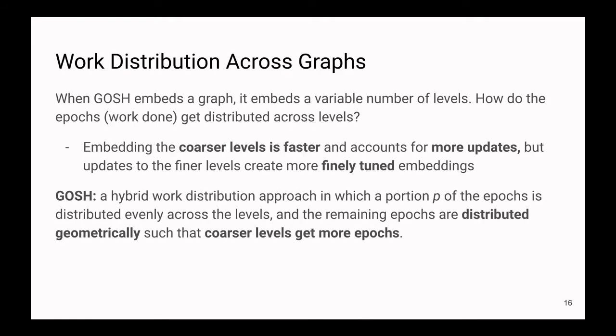And for the multi-level setting, another question arises. How do the epochs get distributed across levels? Embedding the coarser levels is faster and accounts for more updates because these updates are projected through the levels. But updates to the finer levels create more finely tuned embeddings. Gosh employs a hybrid work distribution approach in which a portion p of the epochs is distributed evenly across the levels, and the remaining epochs are distributed geometrically such that coarser levels get more epochs.